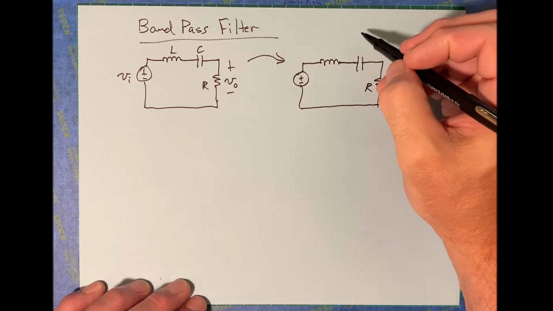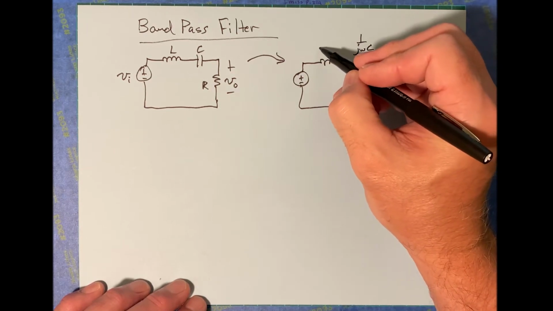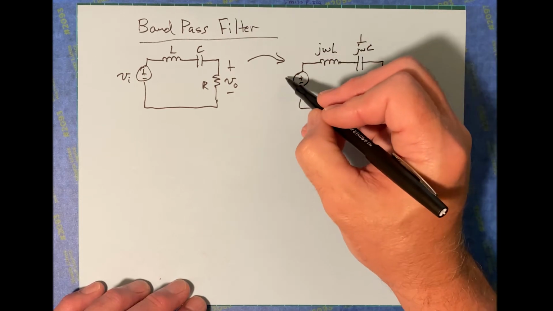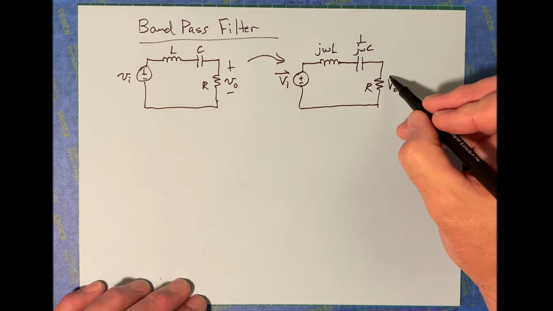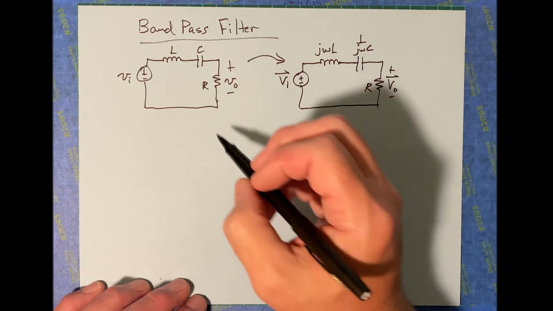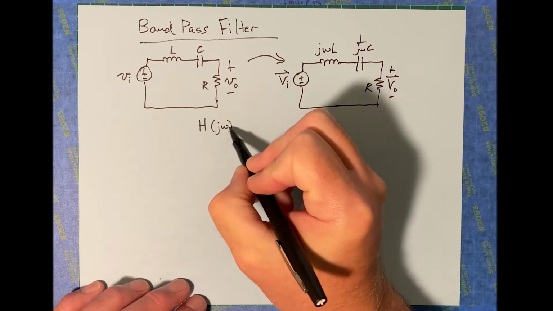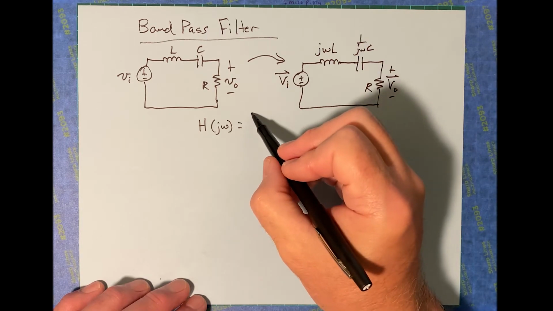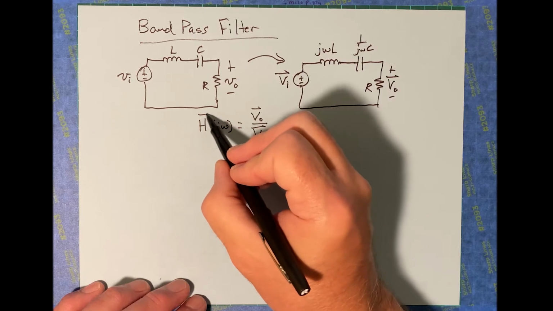So this is still our resistor R. This is going to be 1 over j omega C, and this is going to be j omega L. Phasor input, phasor output. Okay, our transfer function is just the ratio of the output to the input. So V output over V input, phasors.